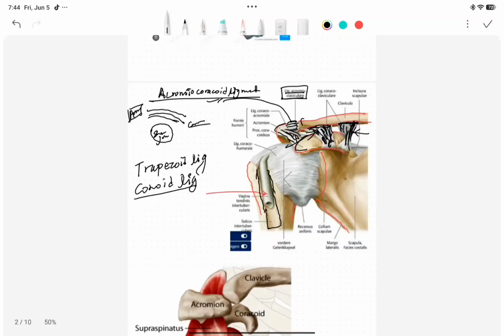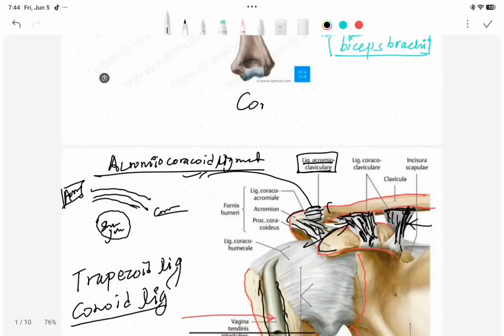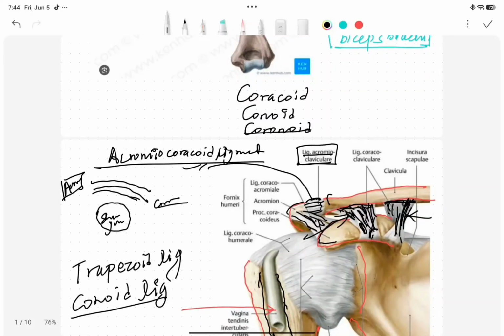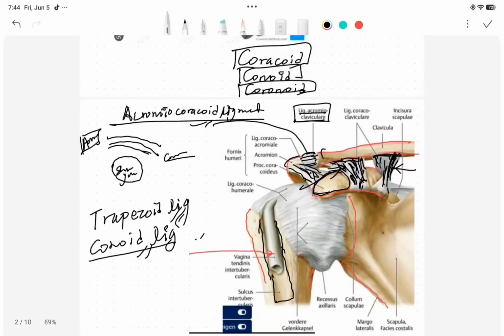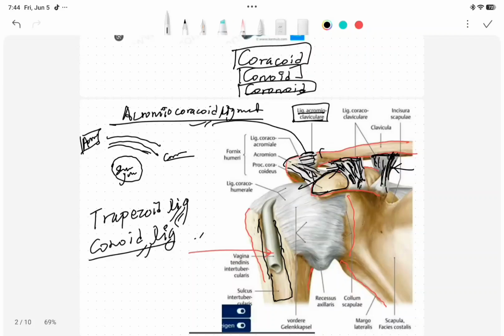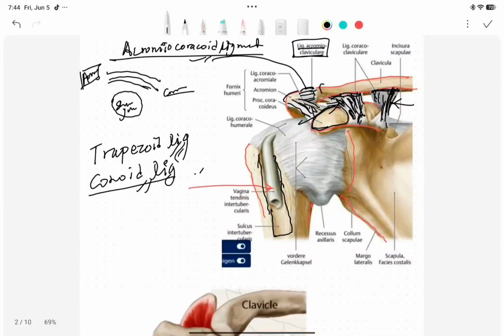This is the conoid. Three terms come up in anatomy: coracoid, conoid, and coronoid. The coronoid you will come across when you study the forearm. Here it is the conoid. This is the conoid ligament and this is the coracoid process. The conoid ligament and the trapezoid ligament are the coracoclavicular ligaments that help to stabilize the clavicle during the movement of the shoulder joint.